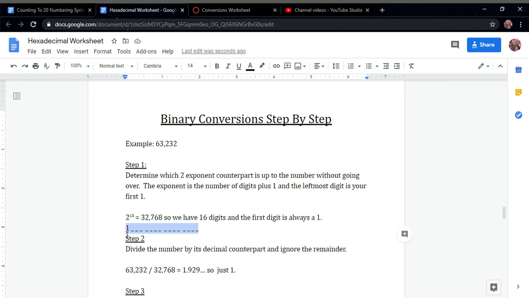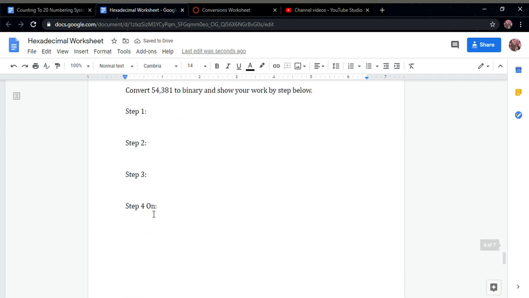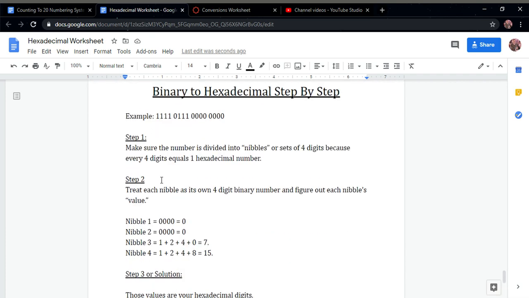So it's a little bit easier with binary. You don't have to subtract. And then the really easy one is, how do we convert binary to hexadecimal? Well, remember that every 4 binary bits is 1 hexadecimal number. Let me say that again. Every 4 binary bits is 1 hexadecimal number. So divide it up into nibbles, because every 4 bits is 1 number, and then figure out the value of each nibble. So here I have 0000, so that's going to be a hexadecimal 0 because there's nothing there.